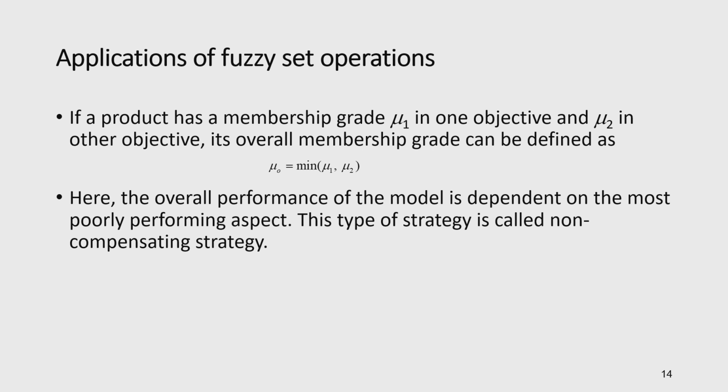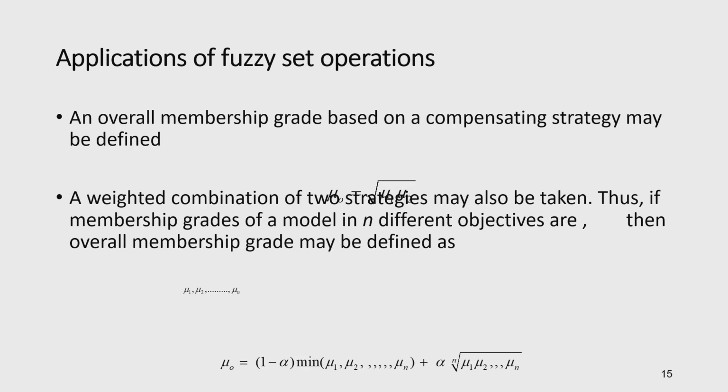So here the overall performance of the model is dependent on the most poorly performing aspect, because you are taking the minimum. This type of strategy is called a non-compensating strategy, because the performance of one cannot compensate for the other. That means it is a weakest-link type of thing. A chain will break if the weakest link has failed.